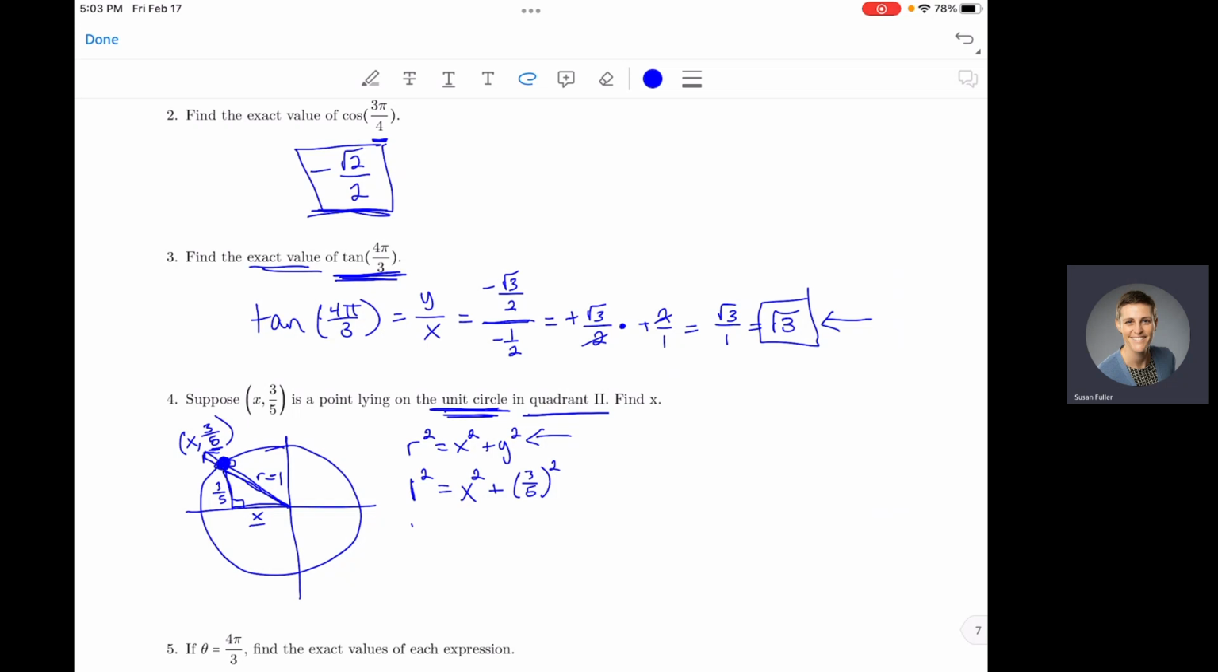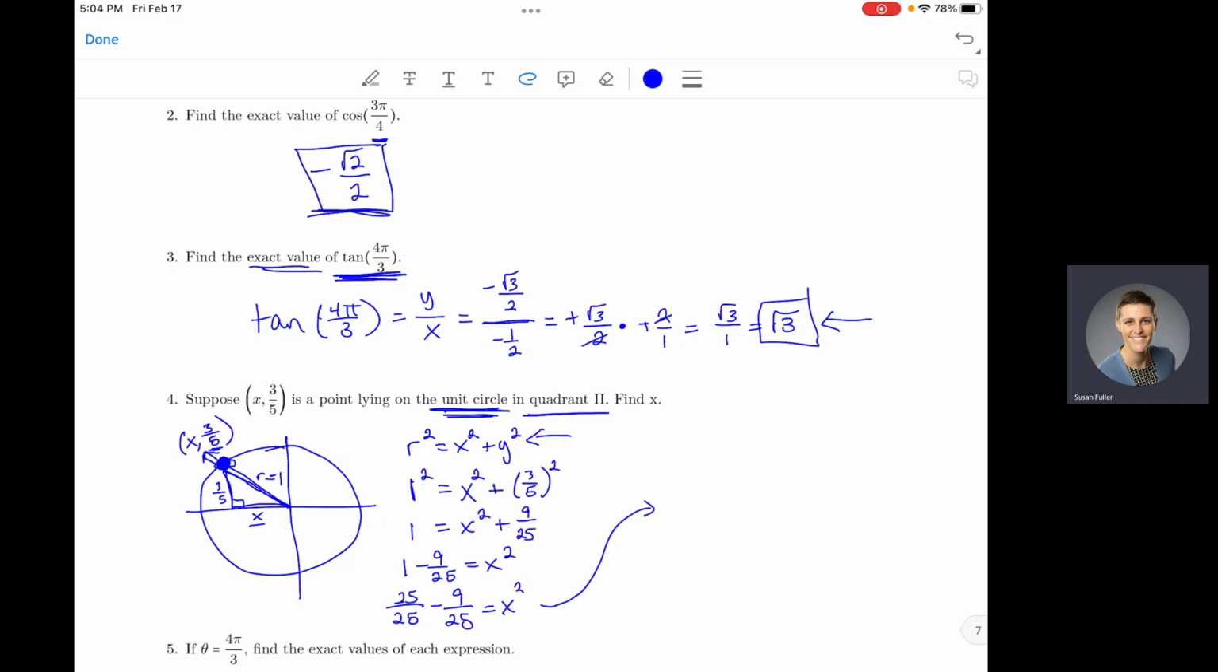Okay, so now to solve this, 1 is equal to x squared plus 9 over 25. I'm going to subtract 9 over 25 from both sides to get to x squared. So this is 25 over 25 minus 9 over 25.